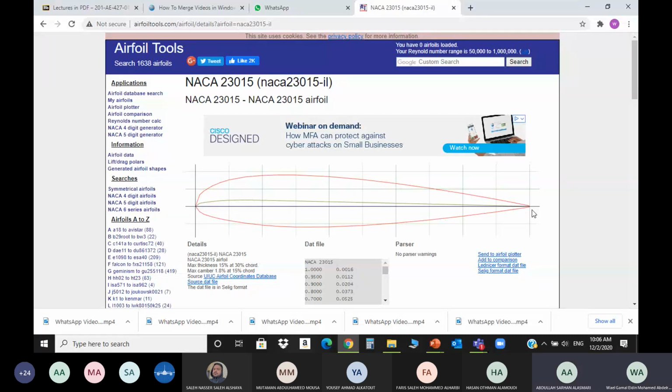These are coordinates. You see, let's read the first point. 1 at 0.0016, it's that point. Okay, then 0.95 and 0.012, it will be here. That's the second point, the third point. So all these points are x and y of all the points of the airfoil.